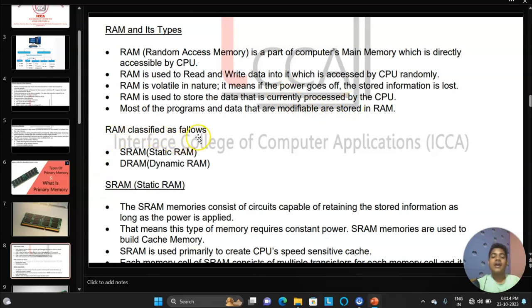RAM is classified as SRAM and DRAM. SRAM is static RAM, DRAM is dynamic RAM. First we will learn about SRAM. SRAM memories consist of circuits capable of retaining the stored information as long as power is applied. That means this type of memory requires constant power. SRAM is static memory used to build cache memory. SRAM is used primarily to create the CPU's speed-sensitive cache.